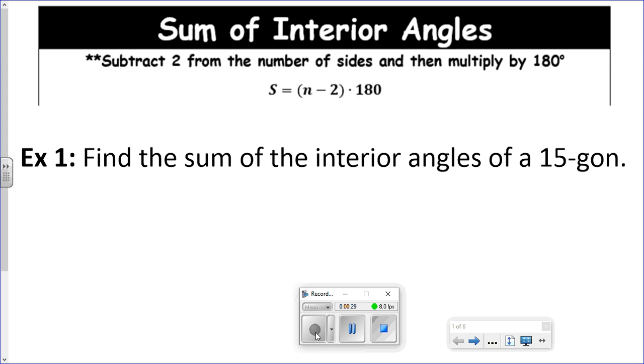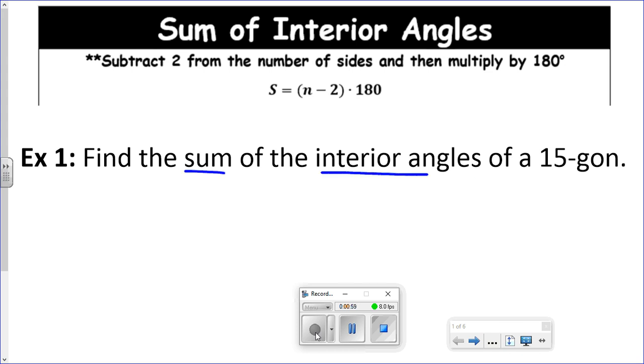So remember, the sum of the interior angles differs depending on whatever polygon you're using. And so here's the formula written out again. S, which is the sum of the interior angles, is equal to n minus 2, where n stands for the number of sides, times 180. So we're going to go through a couple of example problems just so you can see how to go about these.